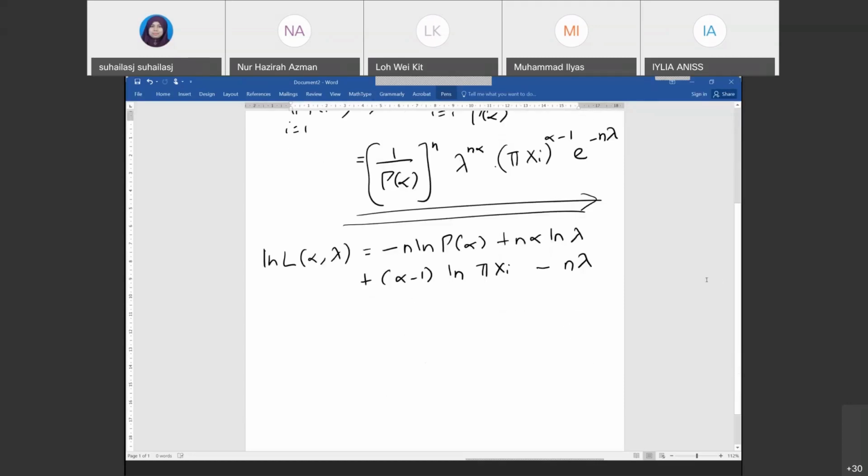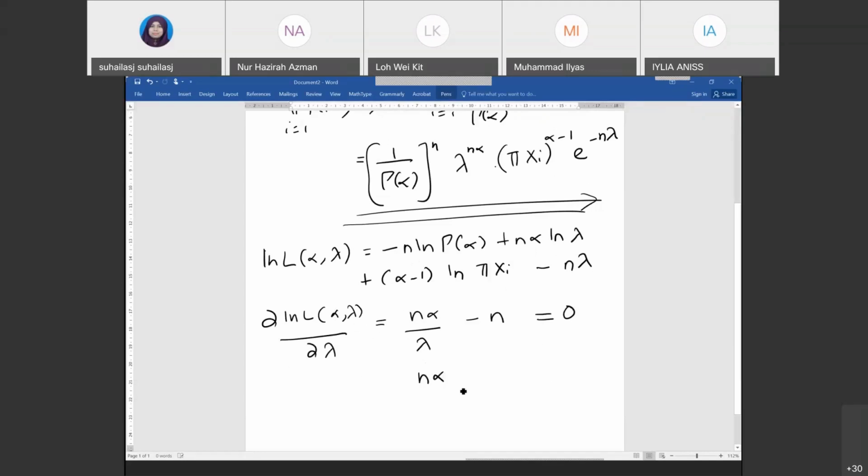Okay, so now kita differentiate ln terhadap lambda sahaja. Okay, sebab alpha is known. Okay, so maksudnya kita akan ignore lah the first part tu. Kamu akan tengok in the second term. Okay, n alpha ln lambda. So n alpha over lambda. 1 over lambda. So ini pun ignore. So yang tinggal adalah minus sigma xi. So set equal to 0.